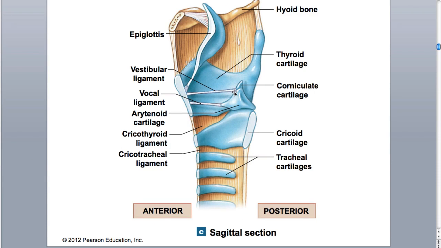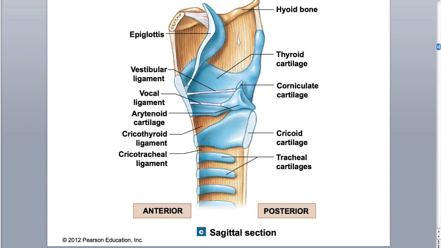Okay, next slide, this one here. There's your epiglottis. What is this passageway going to be called? This passageway is going to be called the glottis. So epiglottis is the flap, and here's the passageway, glottis. This is again a sagittal or side view cut. Make sure you're familiar with these three slides.